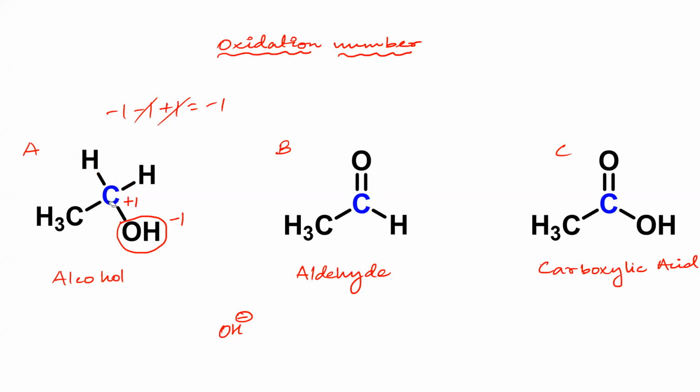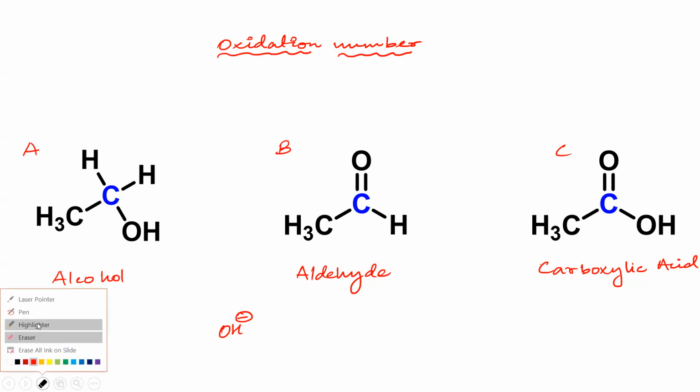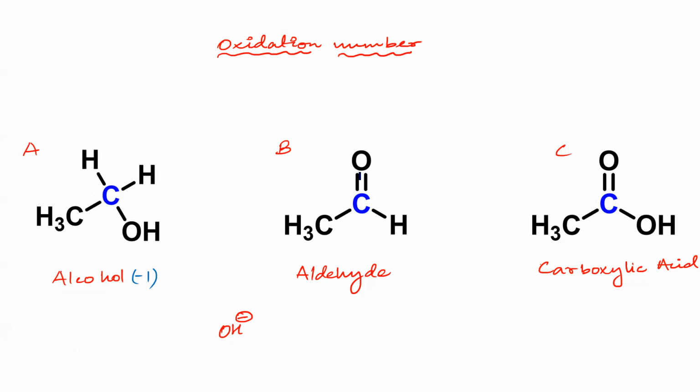I hope you understood how to calculate. Yes or no? Please tell me. Yes, sir. Right. Okay. So for alcohol, the oxidation state is -1. It has the oxidation state -1. Now let us move on to aldehyde. So what do you think? Due to this bond, the bond that I am going to highlight with red, this will have 0 and this will have 0. Is that right? Yes, sir.